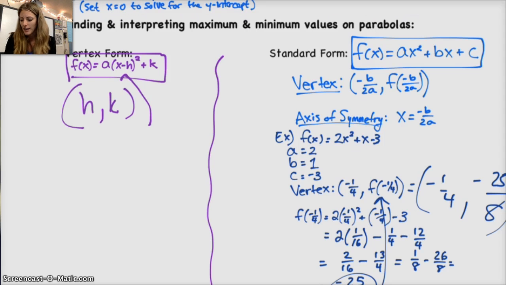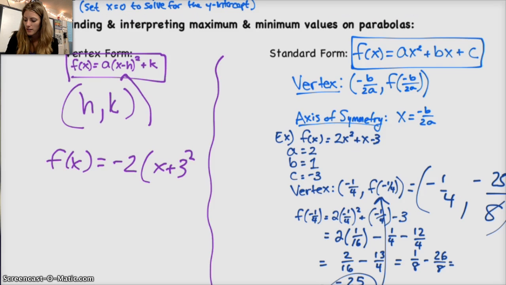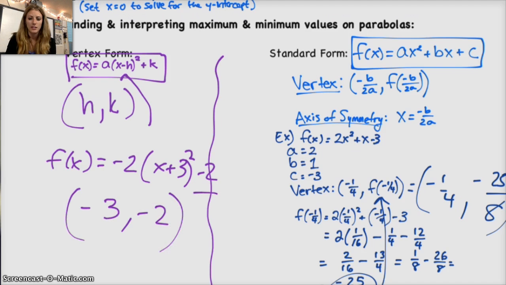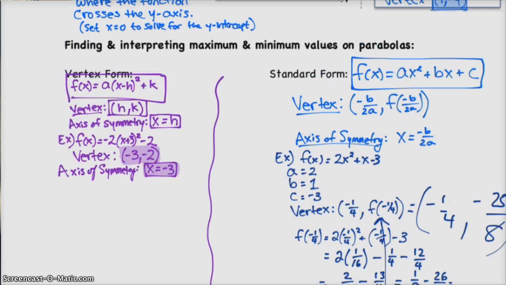right? Let's say our function is f of x equals negative 2 times (x plus 3) squared minus 2. Then that plus 3 means it moved left 3, which means your h is actually negative 3, and your k is negative 2. Okay, that's your vertex, which then also means that your axis of symmetry is x equals h, right? Or x equals negative 3. Let me clean that up for you real quick.